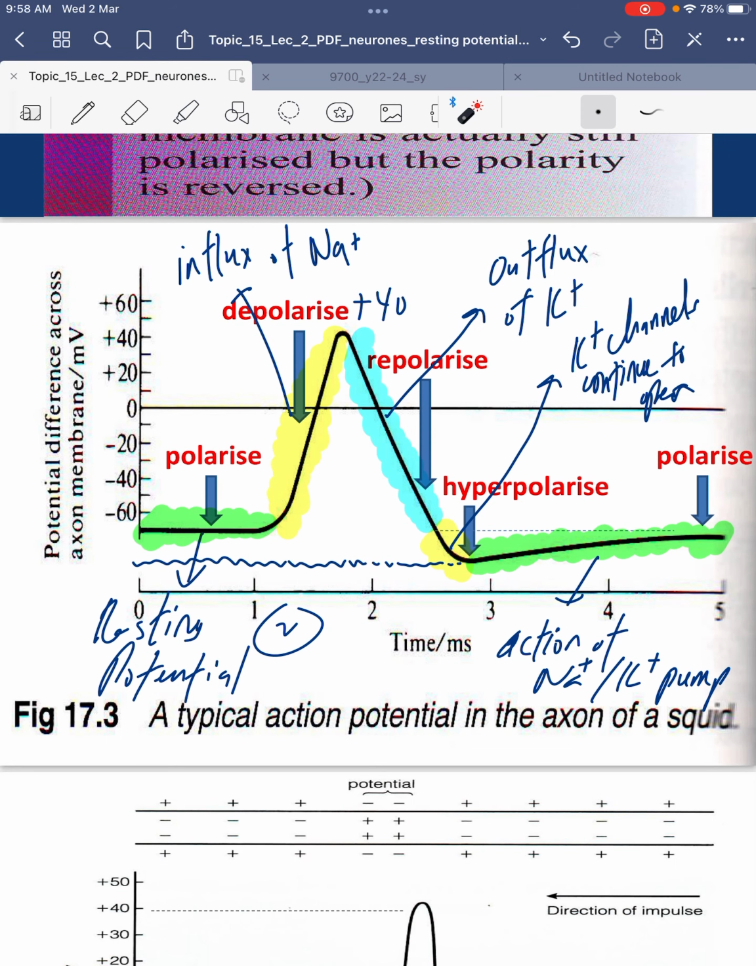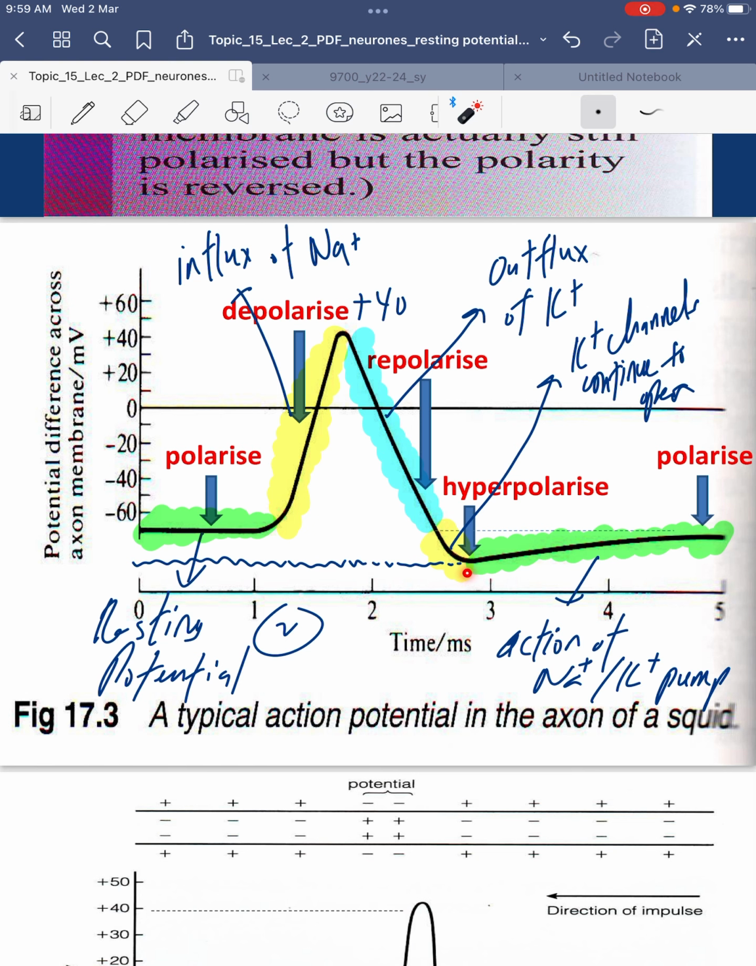So if we go back to this slide here, as you can see, this is the resting potential. You should know the two reasons. And then this is positive, plus 40 millivolt, so sodium will enter. After plus 40 millivolt, it's trying to go back to negative now, so potassium must leave. So, efflux. And then it reaches minus 70, but there's an overshoot.